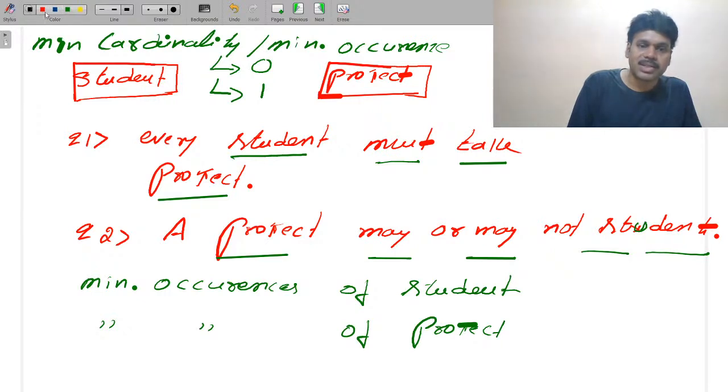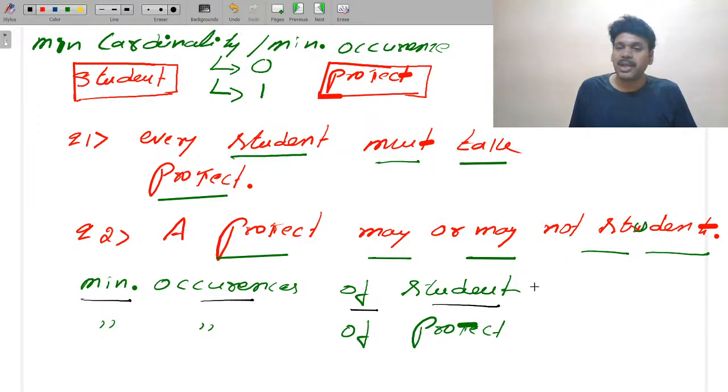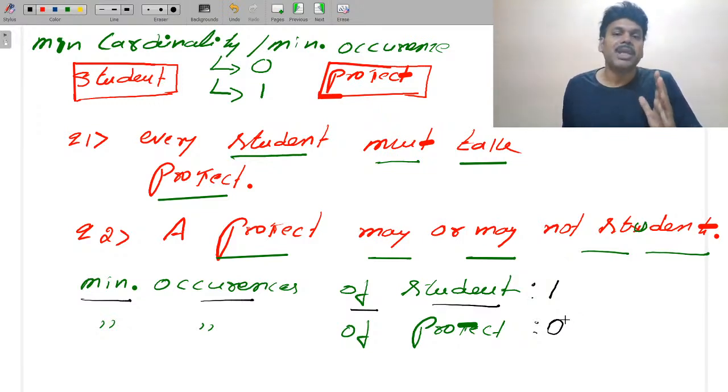As far as this is concerned, minimum occurrence of a student: every student must take the project. Therefore, at least one you are supposed to take. And what is the next one? Minimum occurrence of project. A project may or may not have students. Therefore, what is the value? 0. So, friends, you need to understand carefully. Minimum cardinality either 0 or 1. Maximum cardinality either 1 or M.